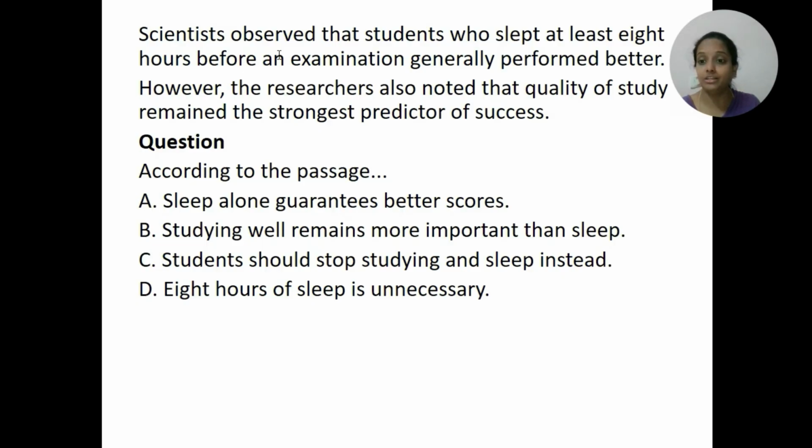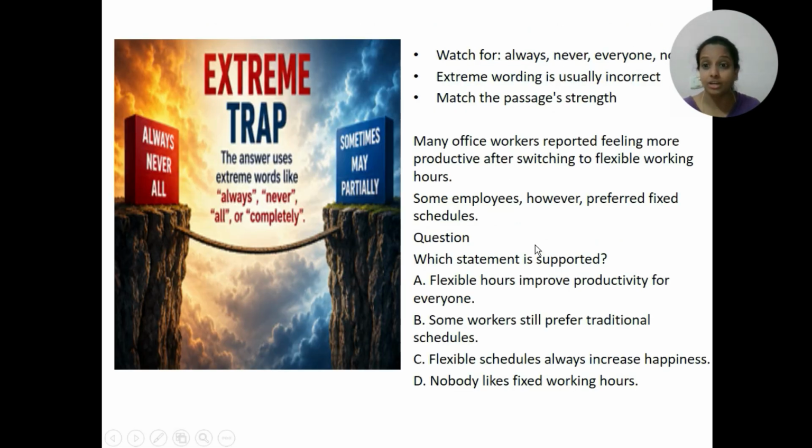First, let's examine option A. First half, sleep helps. Correct. Second half, guarantees success. False. That's the half truth trap. One true sentence, one dangerous addition. Always verify every word. Okay, so the right option is option B. Studying well remains more important than sleep. Got it? Now let's move on to the next trap, the extreme trap.